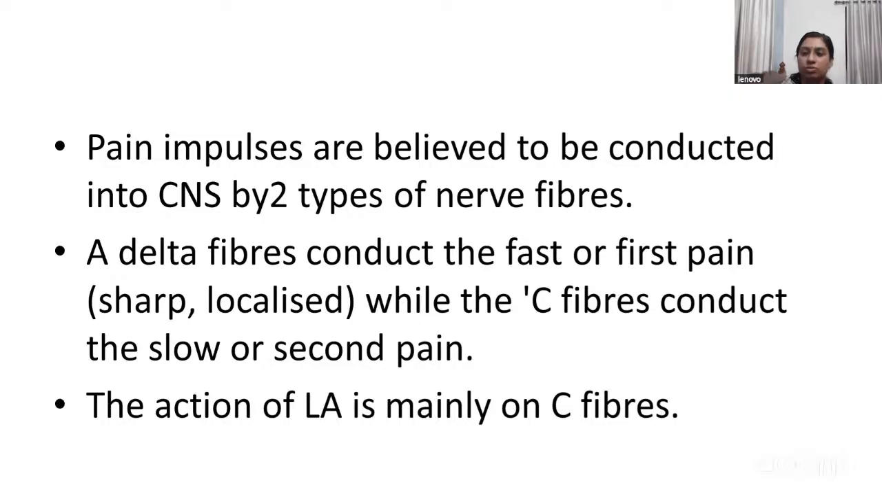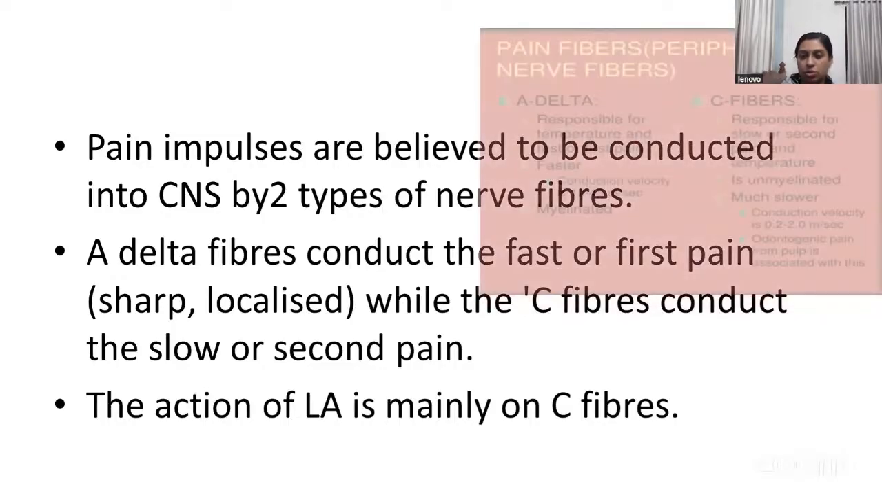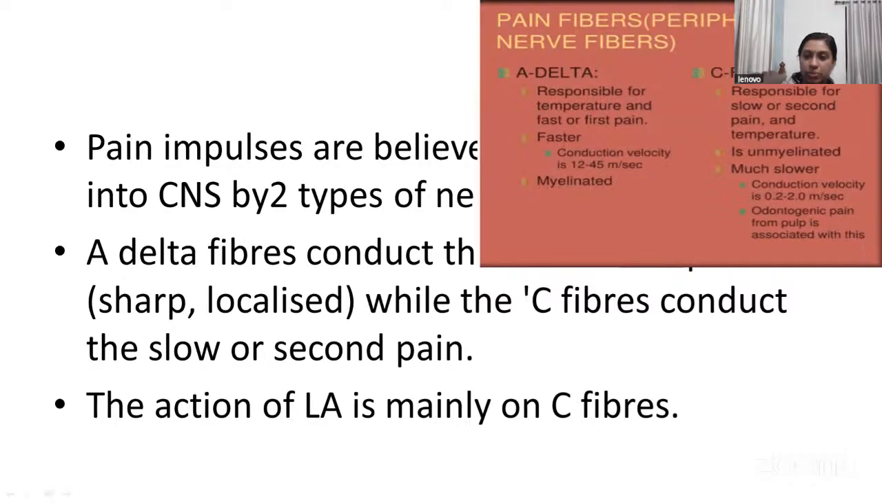Also, we adults can appreciate sharp pain with proper localization, and fast pain can be appreciated by adults more. So A delta fibers are concerned with the sharp localization of the pain, whereas C fibers are concerned with the slow, dull pain. Pulp fibers are usually C fibers. Also, local anesthesia is mainly effective on the C fibers. These are the main properties of the pain fibers. This overlaps with pedodontics also; in pedo we also learn about the A delta and C fibers in relation to the pulp.